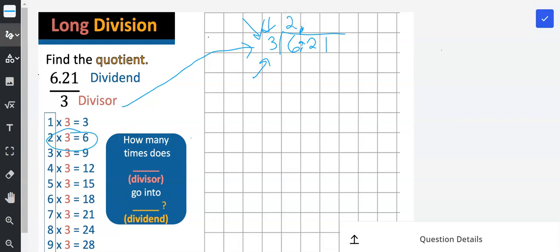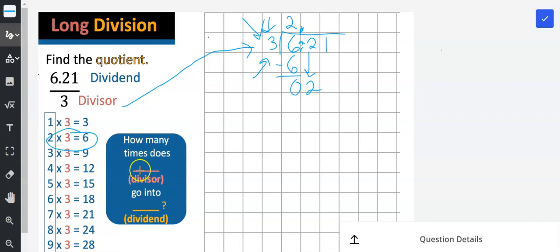So I put the answer to that question at the top. 3 goes into 6 2 times, I put that at the top. Now 3 times 2 is 6, so that goes underneath the 6. And I subtract. 6 minus 6 is 0. Then I bring down a 2, and I ask the question again.